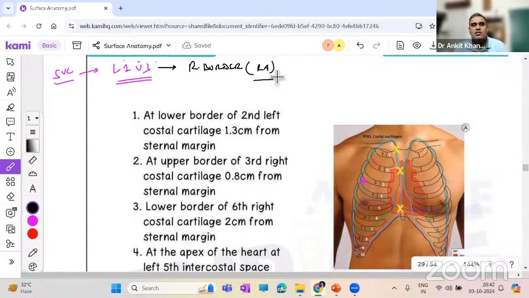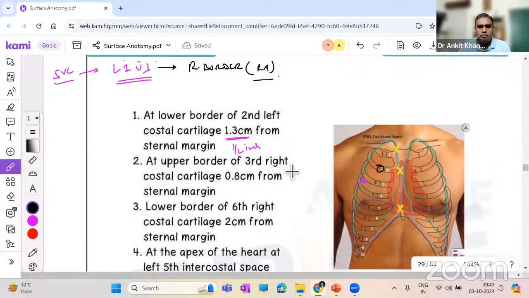Now you'll see. So, heart borders. Let us see. At the lower border of the second left costal cartilage, ½ inch. So you can remember it by ½ inch from the sternal margin, starting from the left side. So these are the numbers. You can see the numbers. These are 1, 2, the ribs over here. 1, 2, 3, 4. On the left side, they are saying ½ inch away from the sternum. So on the left side, remember the point over here is your second costal cartilage.